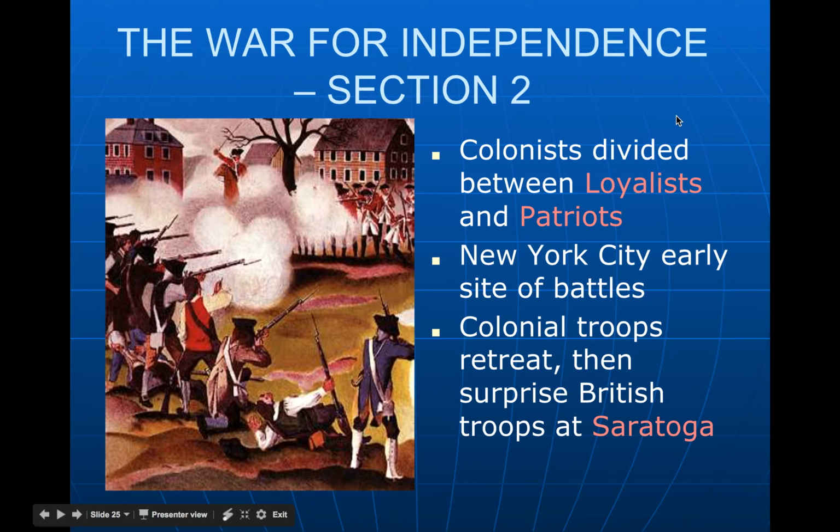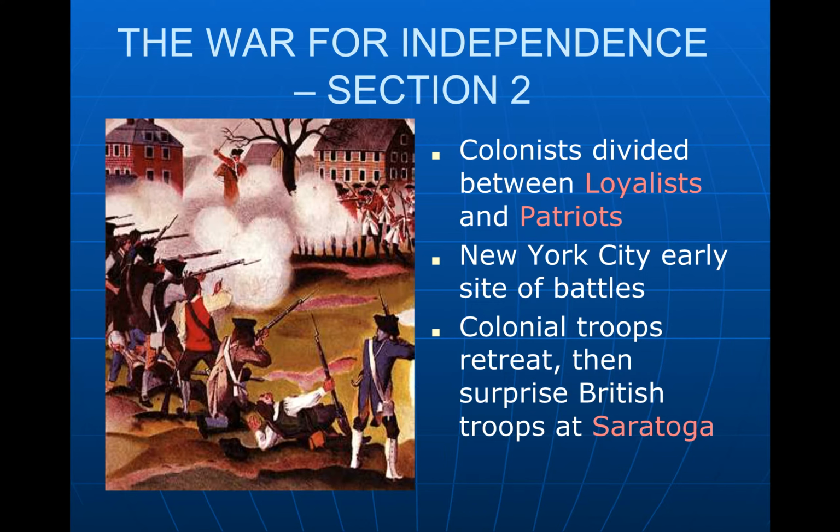So going into Section 2, the American colonists were divided into two groups. You have those that are loyal to the British government and to King George, who would be considered the Loyalists, and then you have those that are fighting for independence, who would be considered the Patriots.